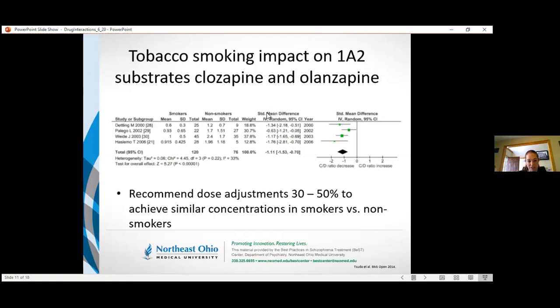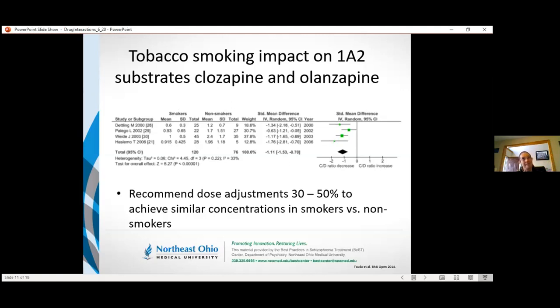That's the CD ratio. And what they found was that on average, yes, the smokers had a significantly lower concentration to dose ratio than the non-smokers. And when they pooled it, it was pretty significant, to the point where they're recommending 30 to 50% dose adjustments to be able to get similar concentrations.